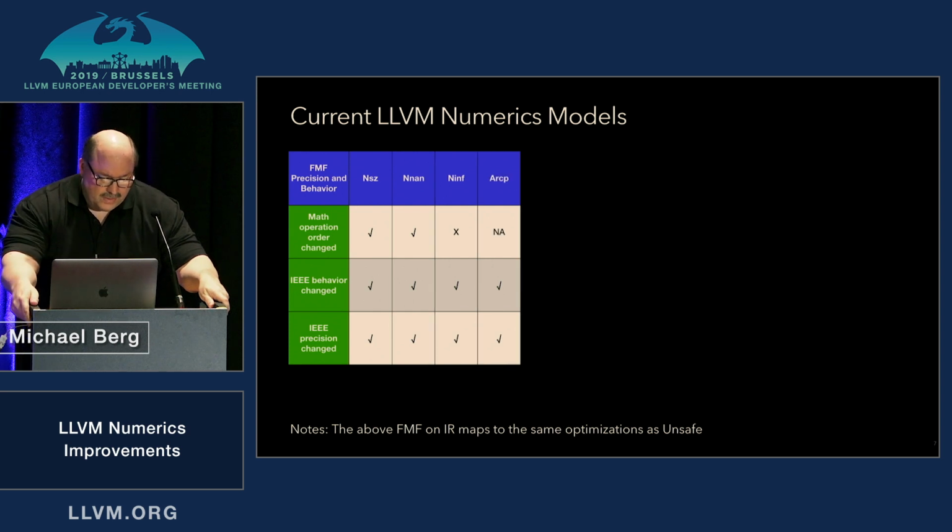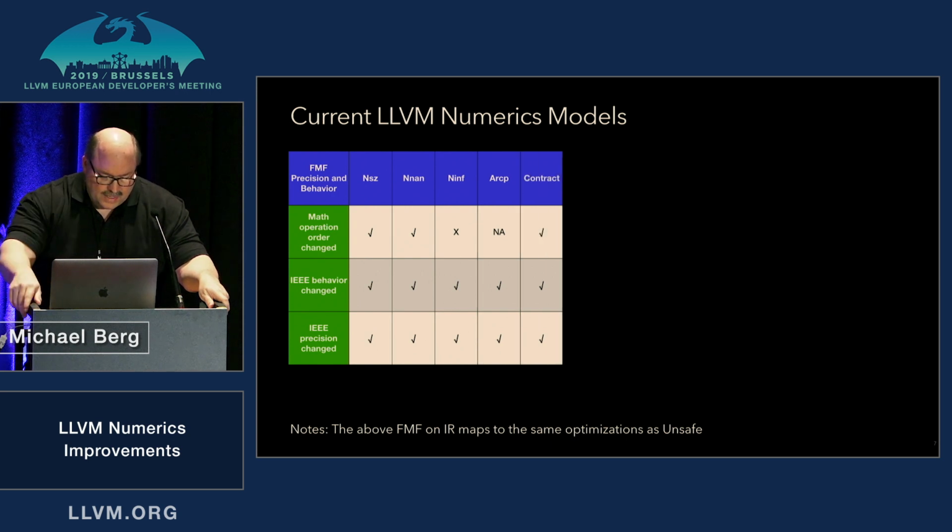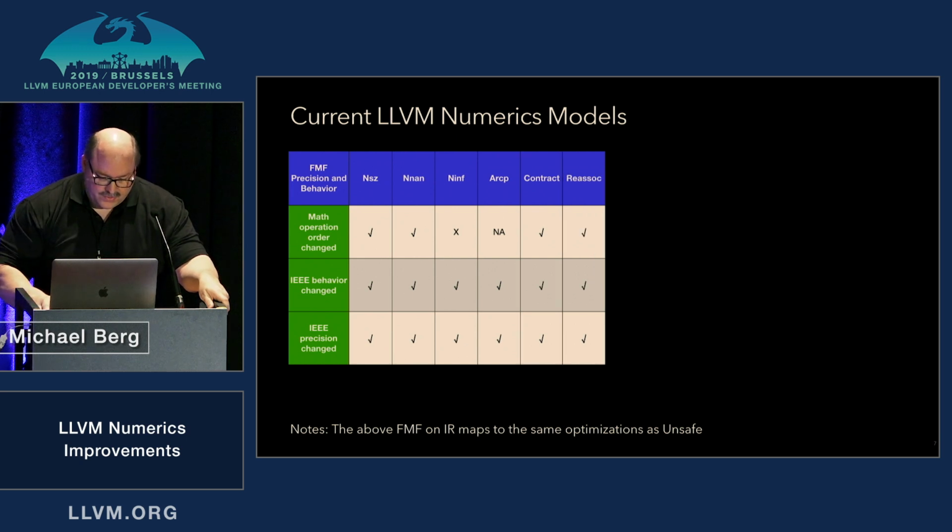ARCP, I guess, is orthogonal. The order of operations that's taken as input isn't changed. It's just a different representation. And so it's something that mutates behavior and precision only. Contract does all three, like the first two, and so does reassociation.